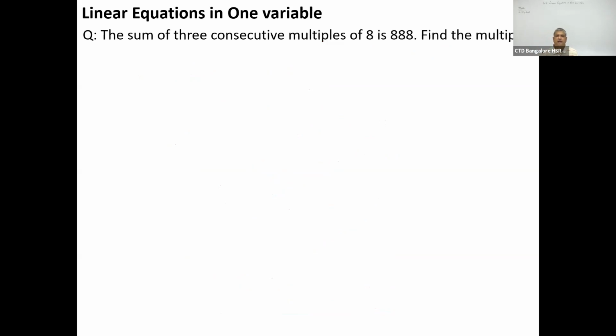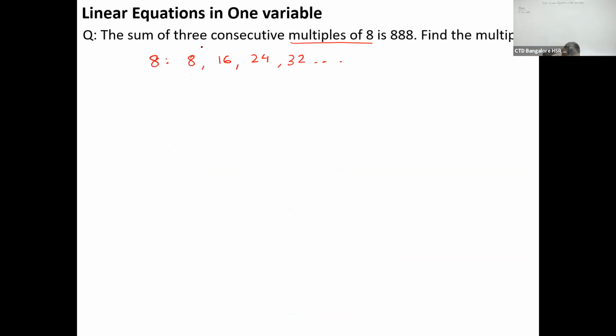So here is this. Sum of three consecutive multiples of 8 is 888. So we have three consecutive multiples of 8. So let's understand what multiples of 8 are. Let's write multiples of 8. What are multiples of 8? 8 ones are 8, 8 twos are 16, 8 threes are 24, 8 fours are 32, and so on. See, all these are consecutive multiples of 8.